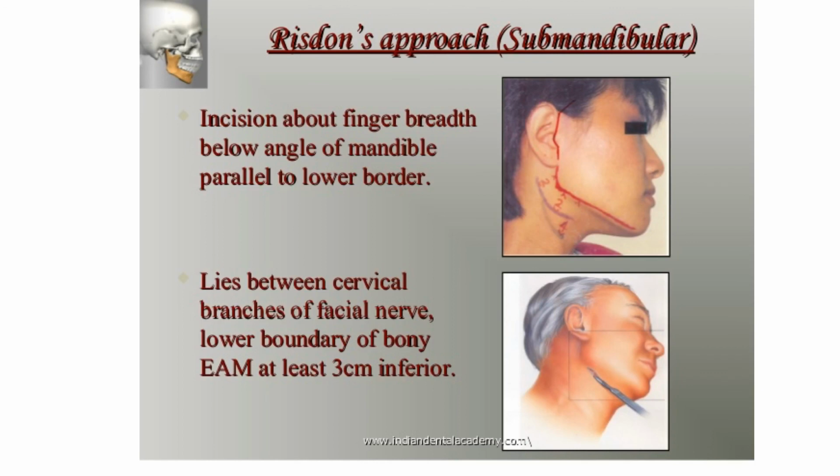So next is the Risdon approach or submandibular approach, in which an incision about a finger breadth is placed below the angle of the mandible, parallel to the lower border of the mandible. This incision lies between the cervical branches of the facial nerve and the lower boundary of the bony external acoustic meatus, at least 3 cm inferior to it.